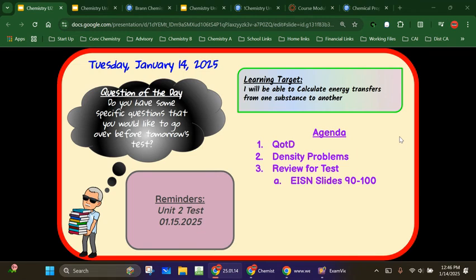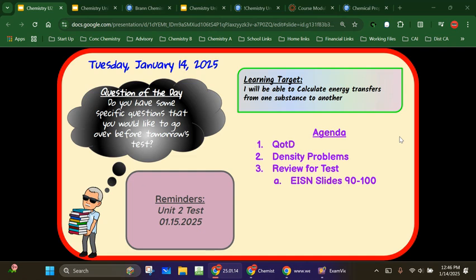You have three things to do then, ladies and gentlemen. Number one, make sure your yellow sheet and your pink sheet are filled out. Number two, in the back of the classroom at each lab station, there are three questions involving density, very similar to what you will see on the test tomorrow.